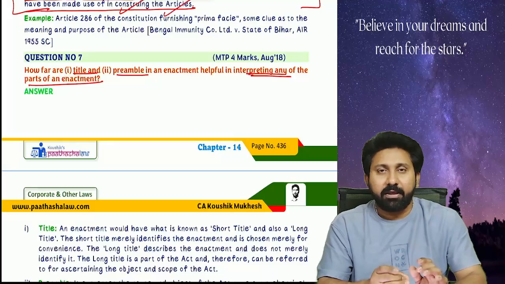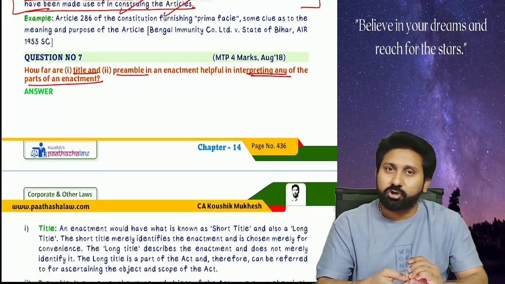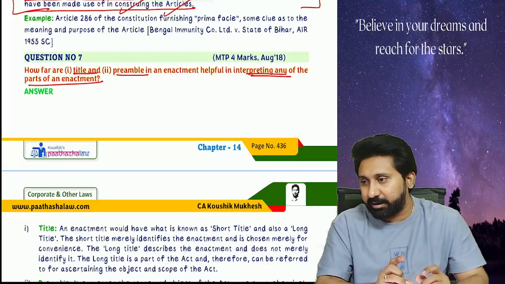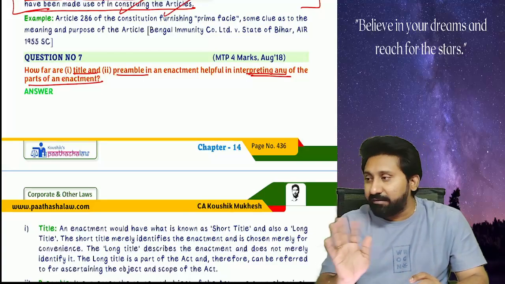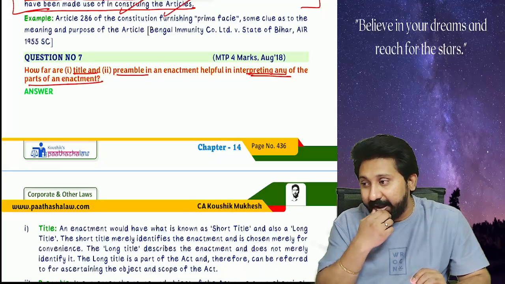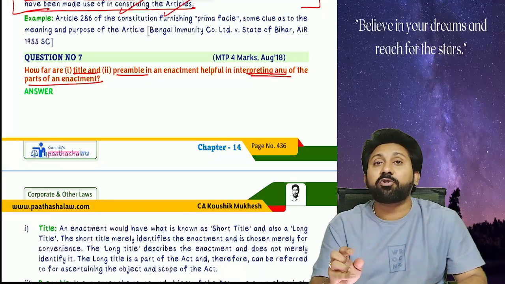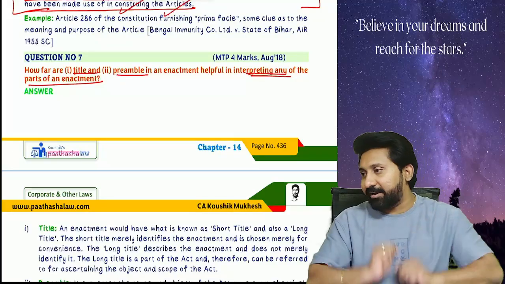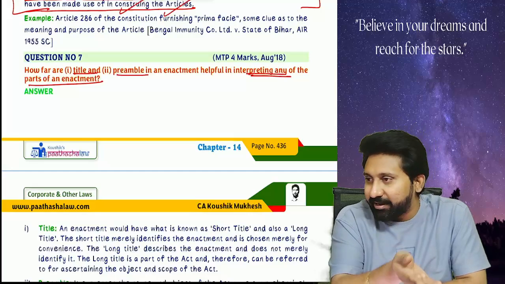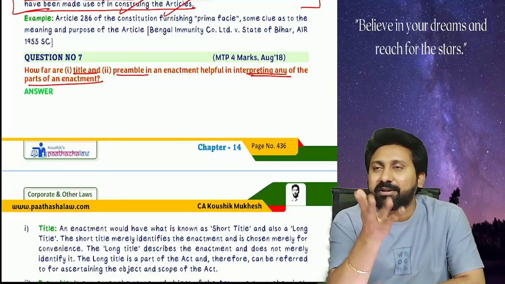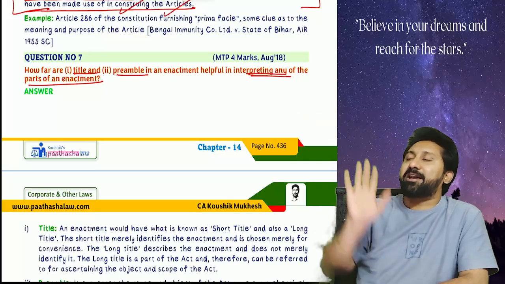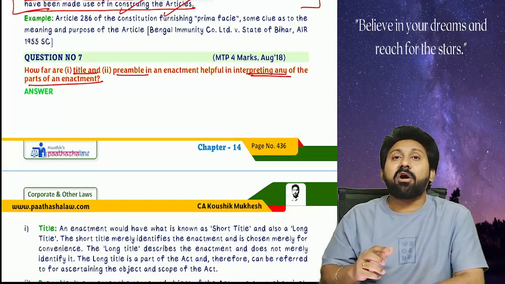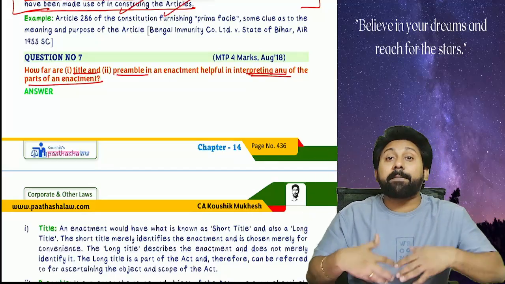I repeat one more time. There are two types of titles. One is a short title and the other is a long title. Short title will merely identify an enactment. Long title will not just identify the enactment, but it will be helpful to understand the objective and scope of an act. Now listen to the reality. Short title means the name of the act. The Companies Act 2013, what is it? It is just used to identify: okay, this is the Companies Act. Long title will not just tell the Companies Act, it will tell the purpose of that act.